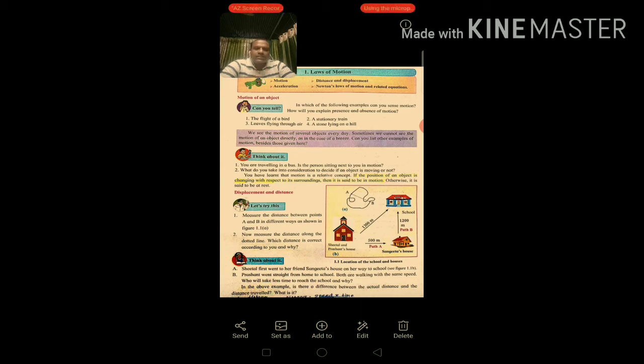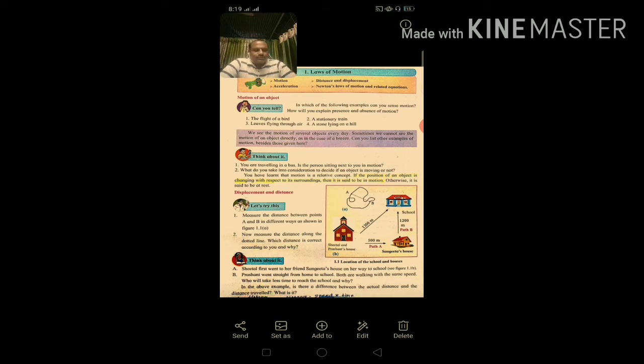Total distance is 1700 meter and total time is 5 plus 24 is equal to 29 minute, and hence 1700 upon 29 minute is equal to 58.6 meter per minute. The Sheetal's velocity is equal to displacement upon time.